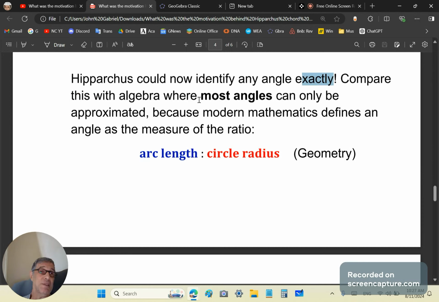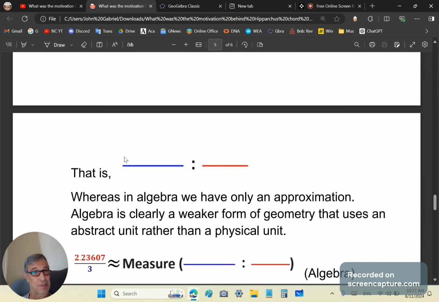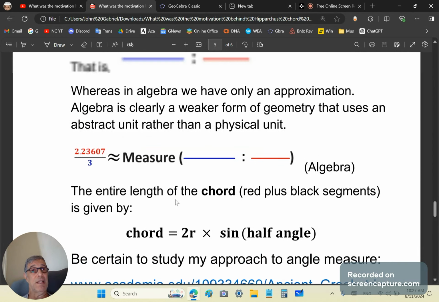Now, Hipparchus could identify any angle exactly in geometry. Compare this with algebra, where most angles can only be approximated because modern mathematics defines an angle as the measure of this ratio. Okay, in geometry, we use this ratio in geometric arithmetic with 100% accuracy. We can't do that. Here's the ratio. We can't do that in algebra. Okay, in algebra, we have only an approximation.